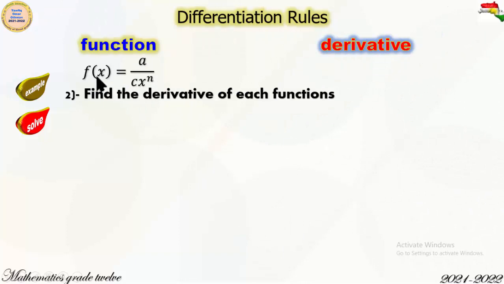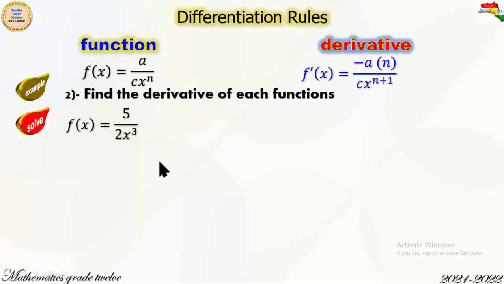If we have a function f of x is equal to a over c x to the power n, now to find the derivative of this function, f prime of x is equal to, first of all, write minus, then write the number at the numerator a, then multiply it by the power of x, over the number which is at the denominator, and then x to the power n plus 1.